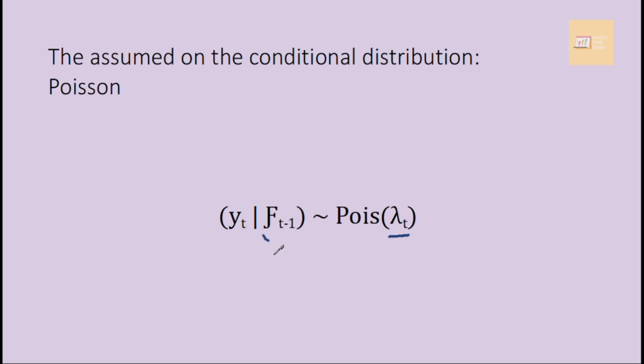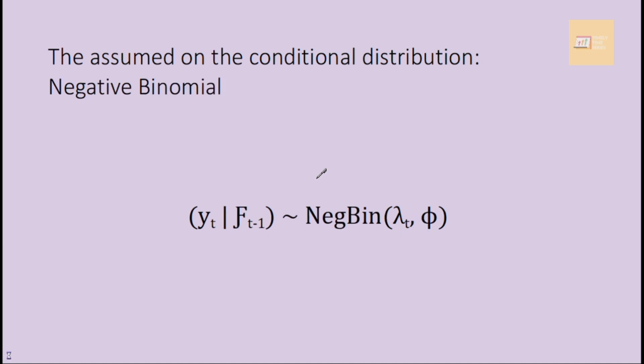What's in the information set? The information set comprises all y's and lambda values from the beginning, so time t equals 0 to time t minus 1. And if you want to include covariates, the covariates at time t are also incorporated. Okay, in negative binomial distribution, we have the parameters mean and the dispersion parameter. The notation is almost the same, it's just that the distribution now is changed to negative binomial.